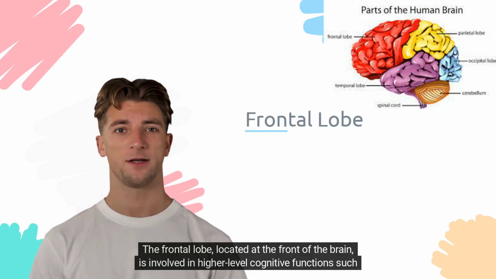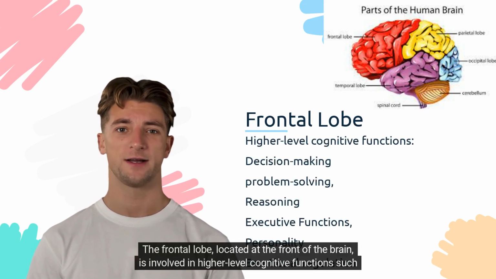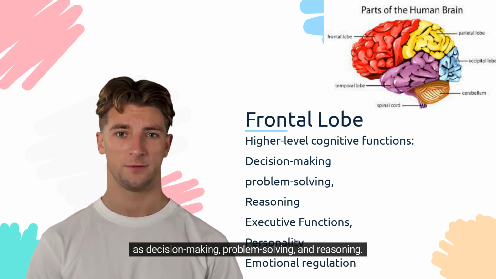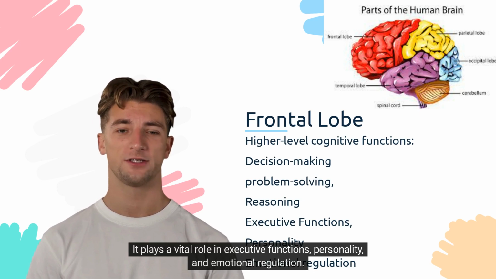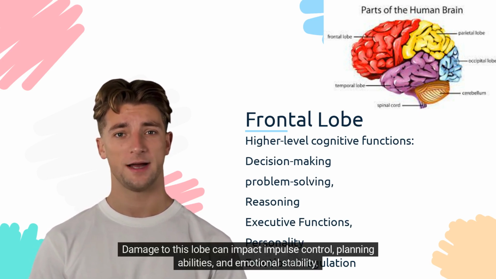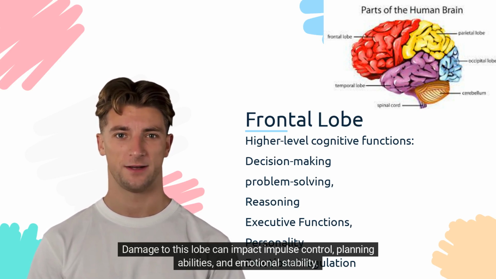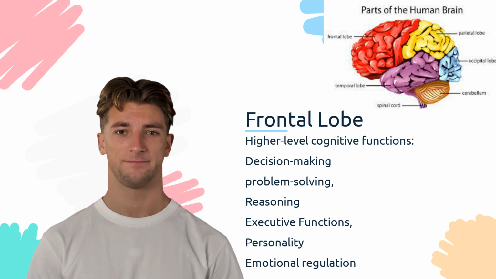The frontal lobe, located at the front of the brain, is involved in higher-level cognitive functions such as decision-making, problem-solving, and reasoning. It plays a vital role in executive functions, personality, and emotional regulation. Damage to this lobe can impact impulse control, planning abilities, and emotional stability.